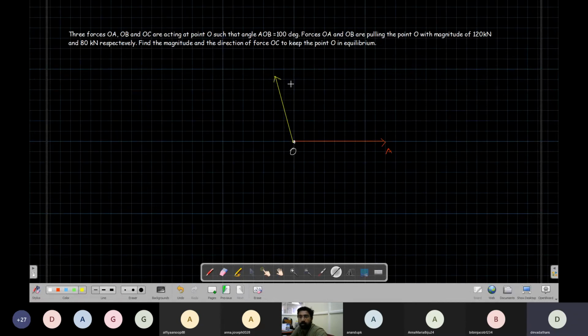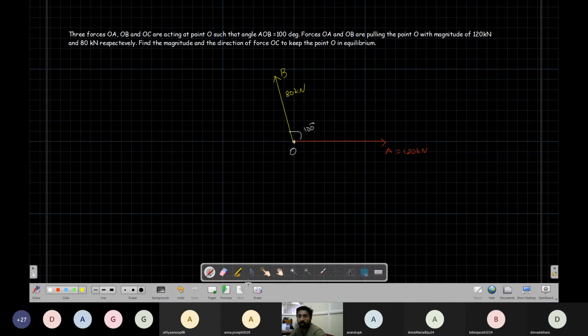Then OC, okay. This is point B, right? Yes, sir. This is 100. Now what do I have? The magnitudes of OA and OB. What is the value of OA? 120. And OB is 80 kN. Find the magnitude and direction of OC to keep the point in equilibrium. So the question is, how do you find OC such that the point will be in equilibrium?